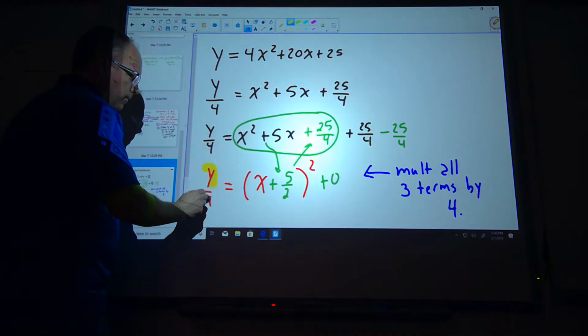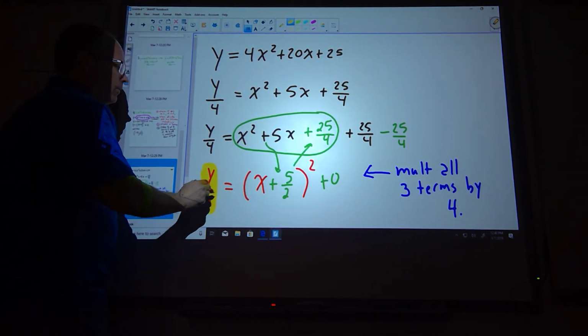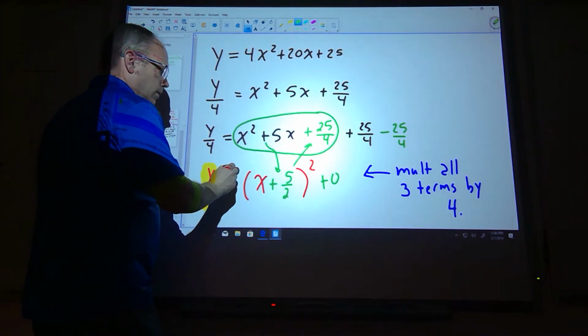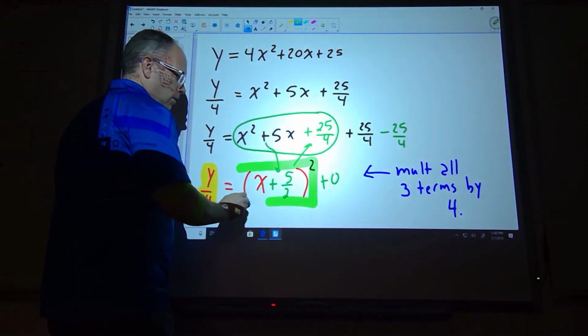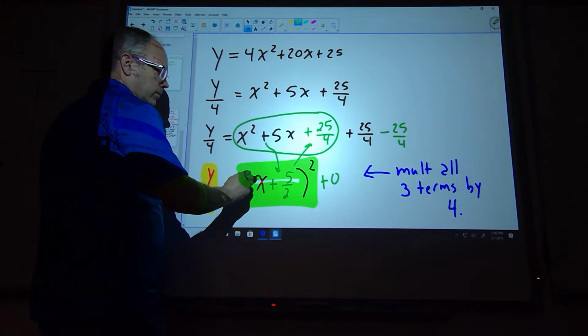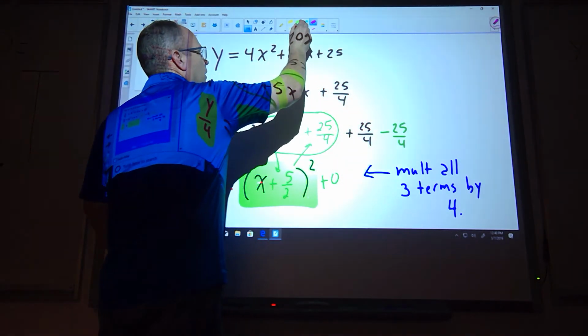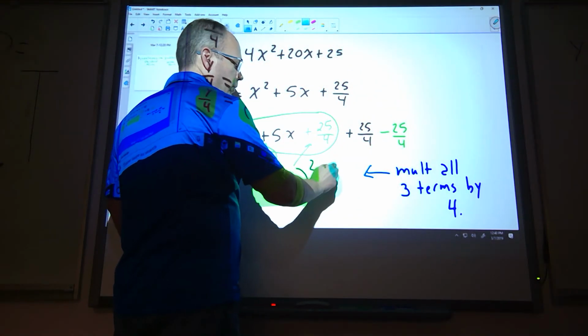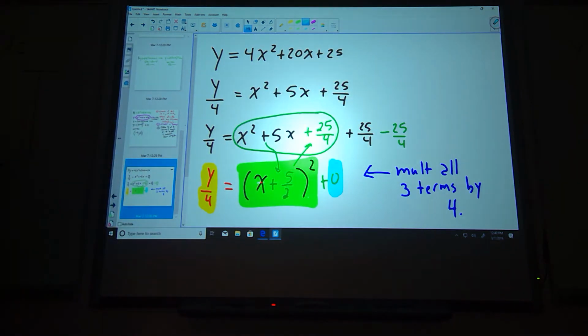This is a term. Is that okay so far? This whole thing right here is another term. And this is also a term. You see all three terms up there?